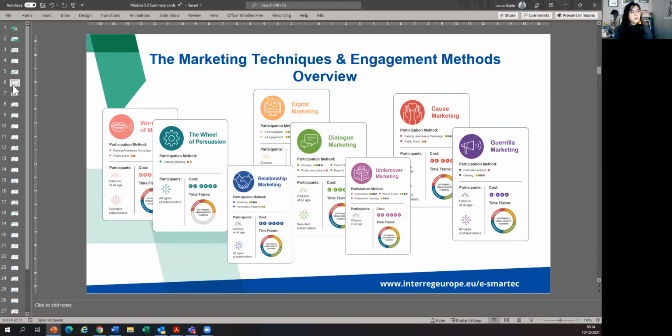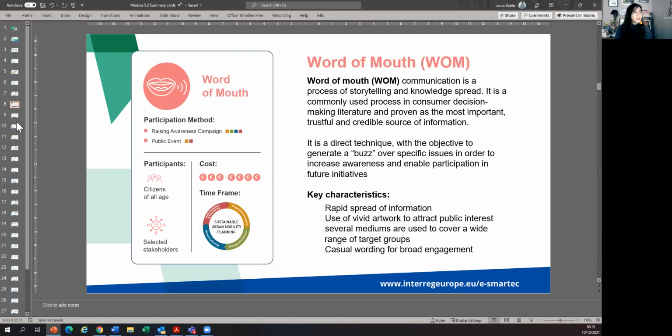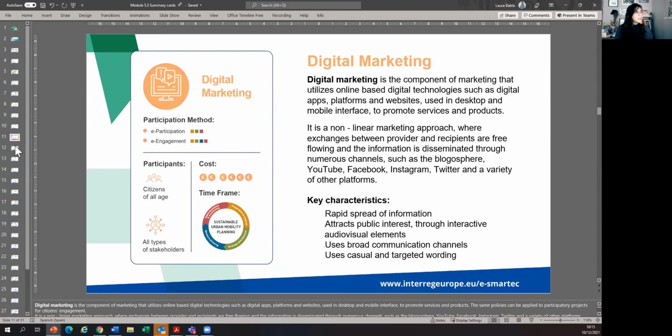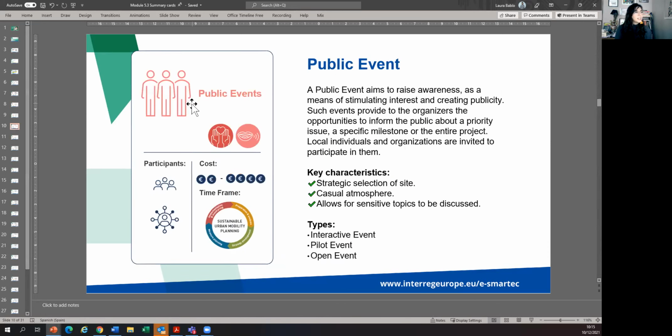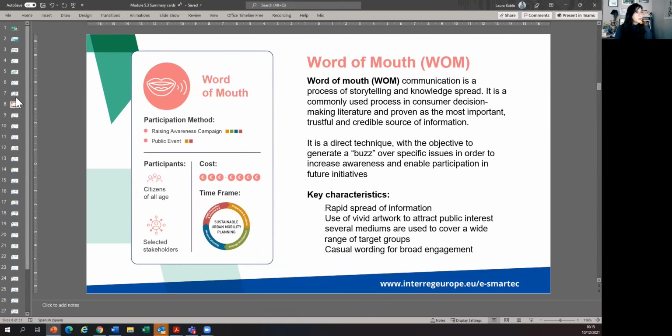So this is an example of all the cards. You have one of these cards for each of the techniques and each of the methods. You will differentiate the techniques from the methods, because the techniques are surrounded by a circle and the methods are just the icon. As for instance, you can see here, this is a marketing technique, and here, no. And here, this is an engagement method.